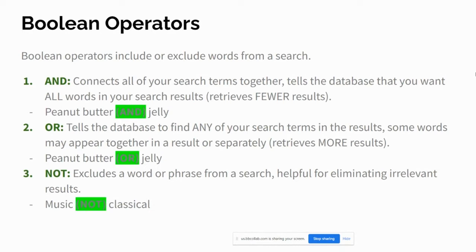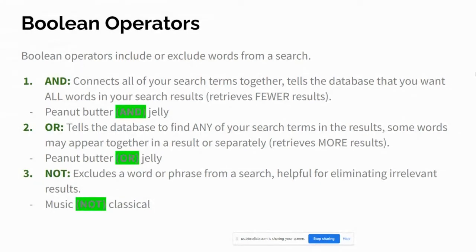The word and is going to connect all of your search terms together, and it tells the database that you want all of the words that you're typing in the search results. So it's going to make your search a lot smaller. A very simple example would be peanut butter using the word and then having jelly. What that's going to bring up is a bunch of search results containing both peanut butter and jelly.